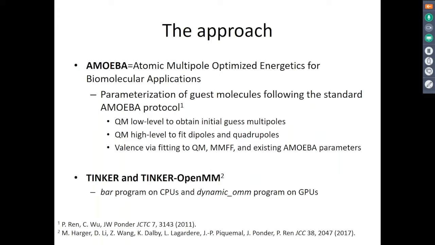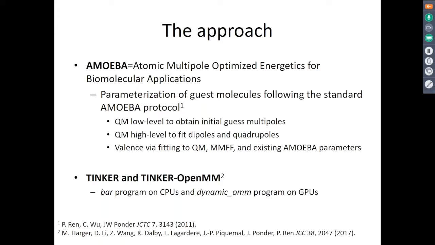Okay, so we utilized the AMOEBA force field, a polarizable model, and we parameterized our host and our guest molecules following the standard AMOEBA protocol. We first ran lower level quantum calculations to get our initial guess multipoles, and then ran higher level quantum calculations to fit our dipoles and quadrupoles. We generated our valence parameters via MMFF fitting to quantum calculations and also utilizing previously existing AMOEBA parameters.